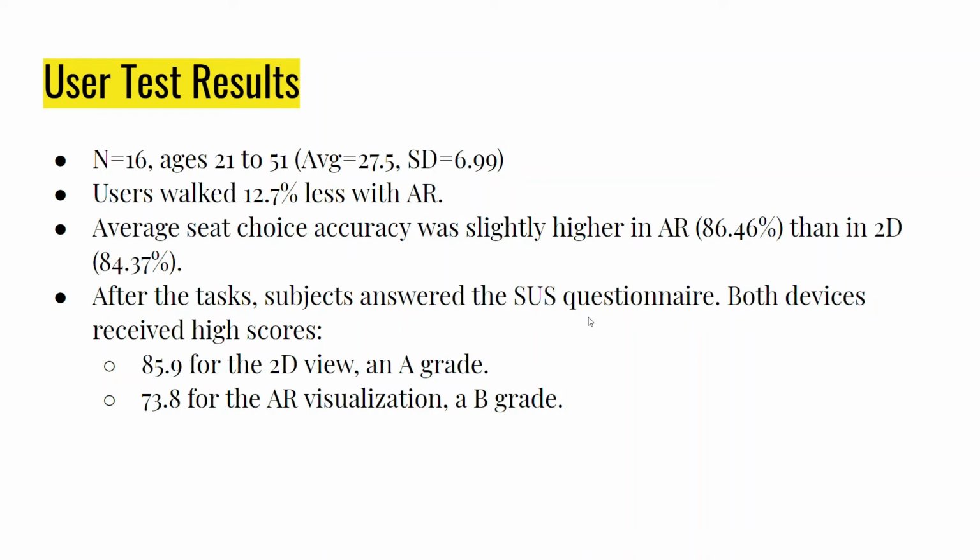So, among the 16 users that were part of our test, we observed a 12.7 decrease in the number of steps for the AR solution compared to the traditional 2D map. The choice accuracy for the optimal seat was also slightly higher in AR, by around 2%. Both platforms also achieved good marks in their usability scores, even though the 2D was deemed easier to use, as expected.